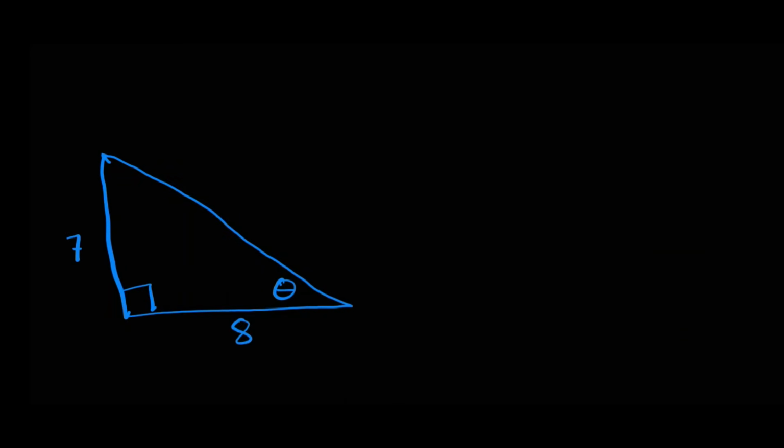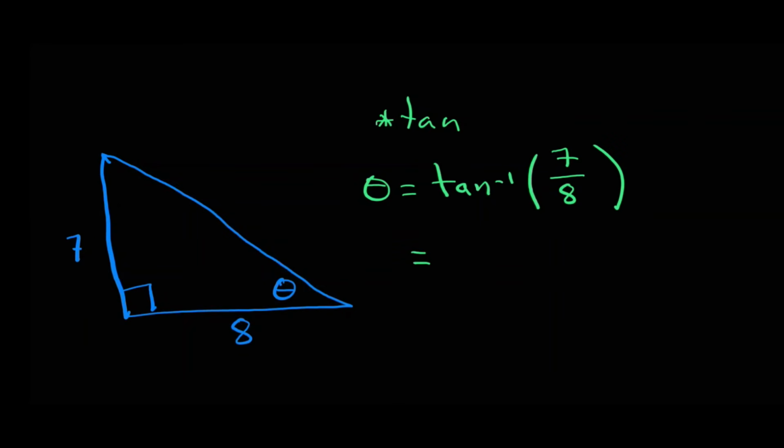Alright, now let's try this example. Find the unknown angle theta in this triangle, which has a side length of 7 and a side length of 8. So we're going to use tangent, because we're given the opposite and the adjacent sides. So theta equals the inverse tan of opposite over adjacent, which is 7 over 8. And if you put that into your calculator, you get approximately 41.19 degrees.